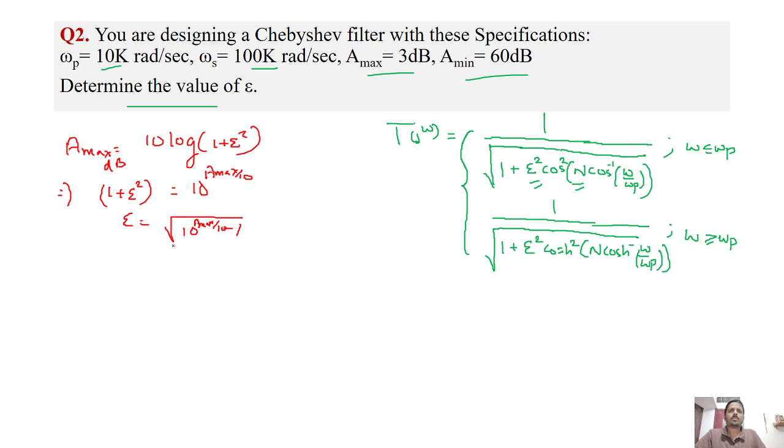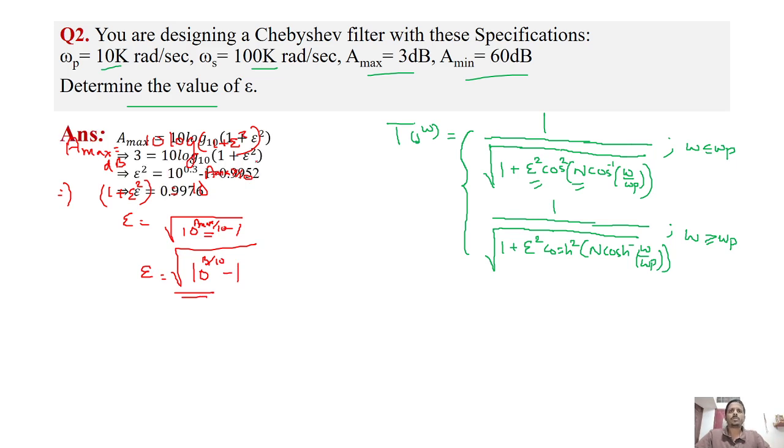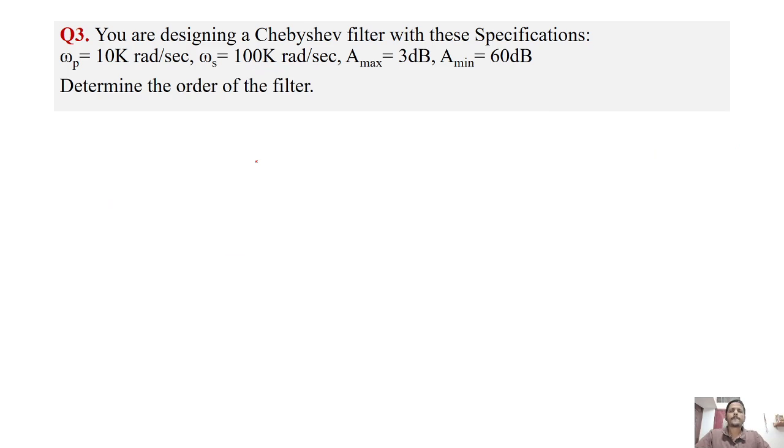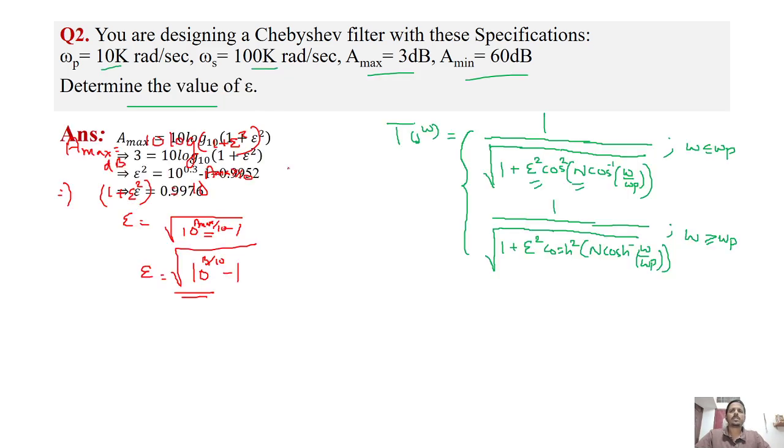They have already given the A max value. A max is 3, so you can substitute here 10 power 3 by 10 minus 1, and take the root of this value. Whatever the value is, that is epsilon. Okay, so that is this question. In question 2, it is to determine the order of the filter. Since we found the epsilon value, we can substitute epsilon in this question with this particular value. Now the only thing is I need to find n.